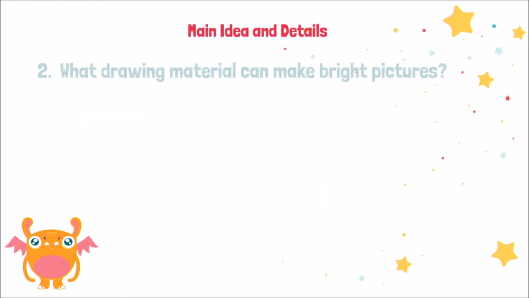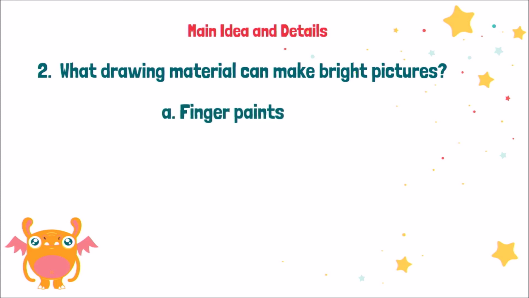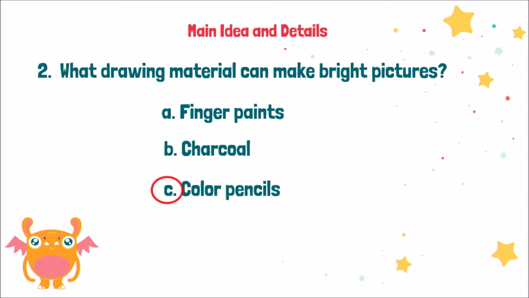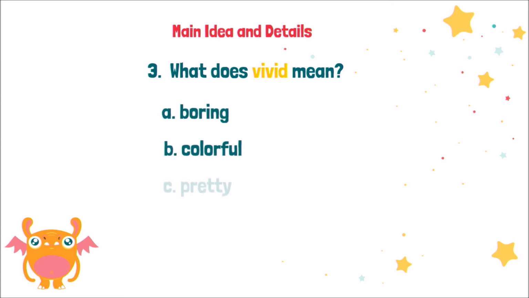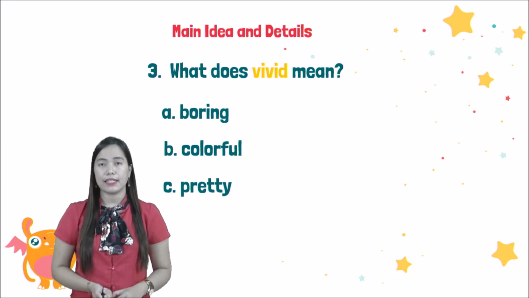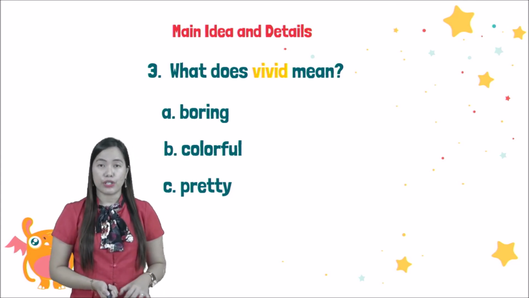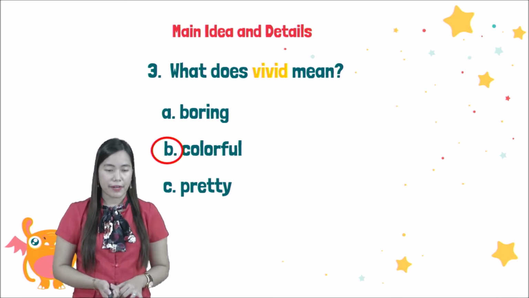Number 2. What drawing material can make bright pictures? Is it A. Finger paints, B. Charcoal, or C. Color pencils? Very good. Color pencils. Number 3, what does vivid mean? A. Boring, B. Colorful, or C. Pretty? A while ago, I mentioned what vivid means. Very good. That means colorful or very bright colors.